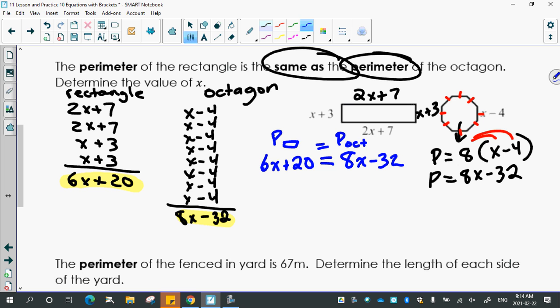So once you know that, you've got an equation that you can solve to get x. So you want to get x by itself. Okay, they have the same perimeter, so the perimeters equal each other. We can set the perimeters equal to each other and solve for x.